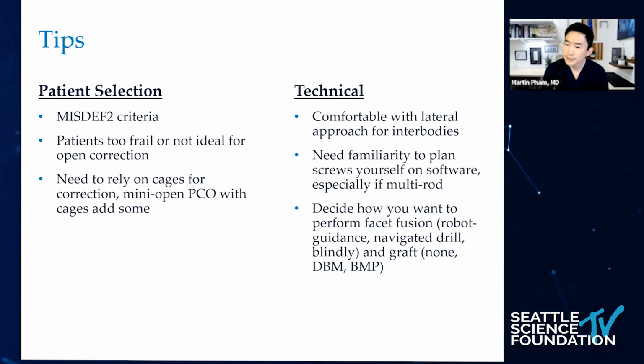And then lastly, you just have to decide how you want to perform your facet fusion. This is more of a minimally invasive deformity problem, but you can do robot guidance. You can do a navigated drill, which is what I typically do after my O-arm spin. You can do it blindly, just putting down a drill between your transfascial incisions, and then decide on your graft. Put in none, put in DBM, and I know some places are using BMP.